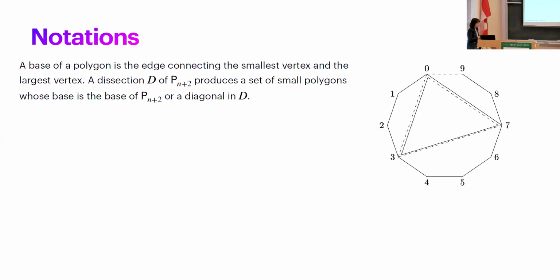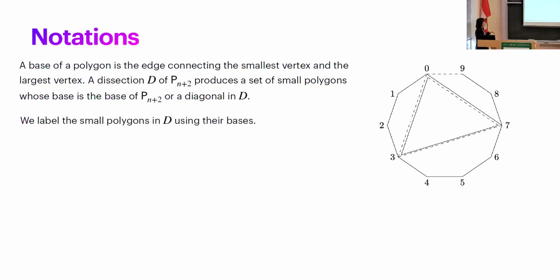Okay. Before I introduce the bijection between the polygon dissections and Schroeder trees, I'll prepare some notation. So recall that the base of a polygon is the edge connecting the smallest vertex 0 and the largest vertex n+1. So with this notion, a dissection D of P_{n+2} produces a set of small polygons whose base is the base of P_{n+2} or a diagonal in D. So in this example, you have 4 small polygons, and this polygon has base 09, and this triangle has base 07, and this square has base 03, and this pentagon has base 37.